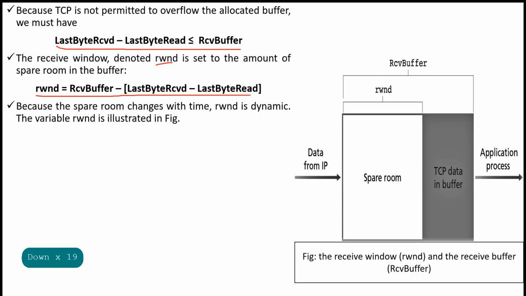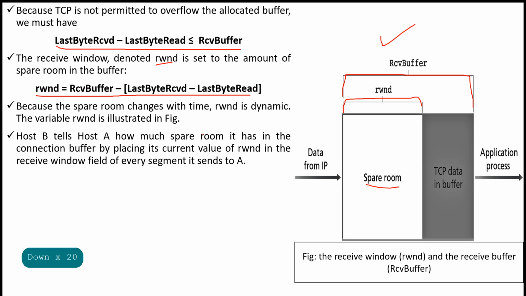Because the spare room changes with time, RWND is dynamic. And this variable RWND is illustrated in the figure. See here, this is RWND, the spare room, and this is the receive buffer.